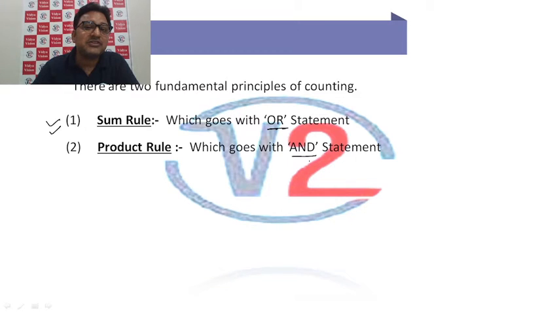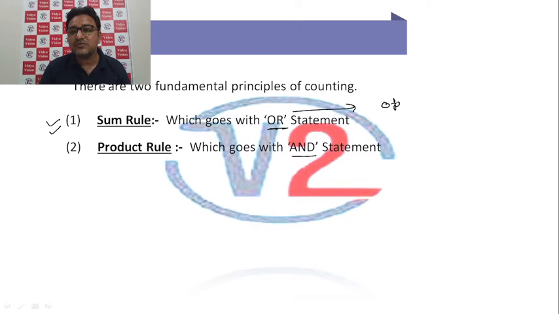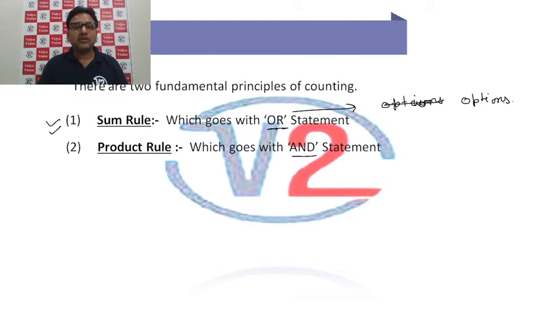And the sum rule is the statement OR. We can do the work in this manner or this manner. We have options. Clear? We can write down here, options. Now in AND we don't have an option. We can do this and also this. That's why they put the AND here.